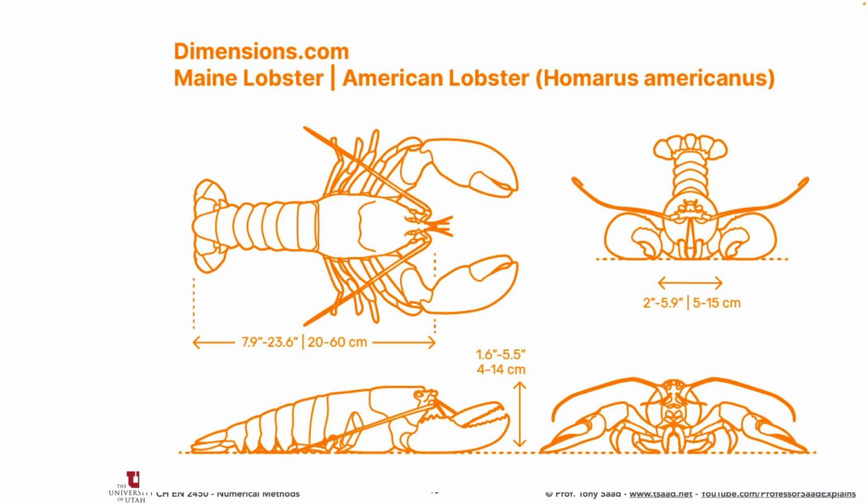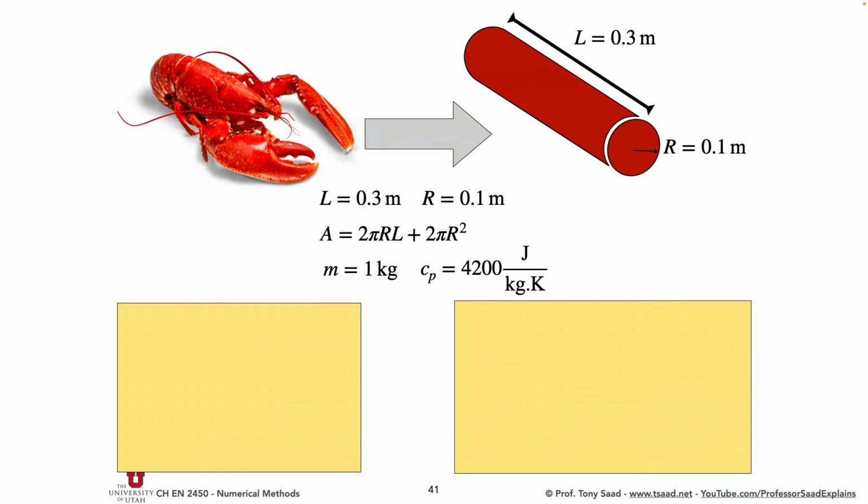Now, indeed, I went on dimensions.com, and apparently they have the dimensions of a lobster. Can you imagine? Lobsters are popular for some reason, right? And my numbers are not off. In general, you get 20 to 60 centimeters, and we picked 30 centimeters. For the width of the lobster, that's kind of the diameter, they had 5 to 15 centimeters, so we picked a radius of 10 centimeters. That's not entirely wrong.